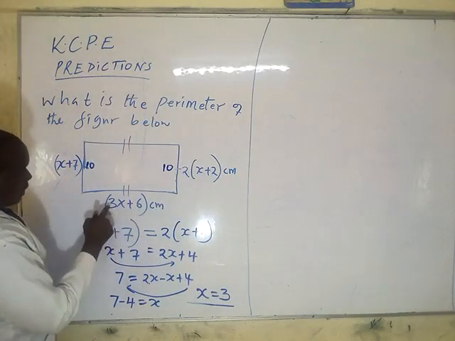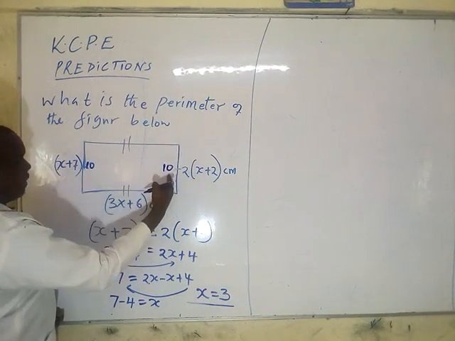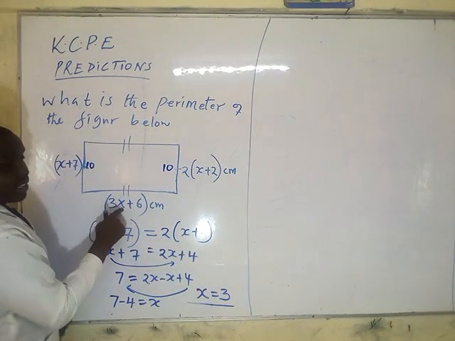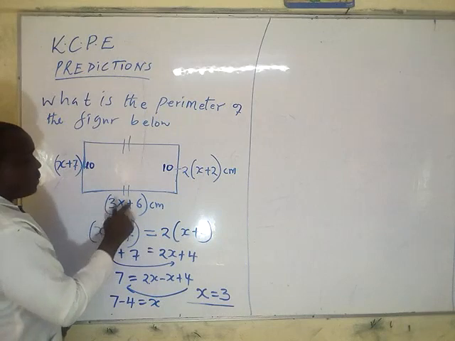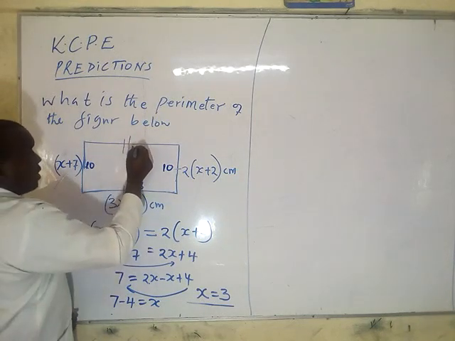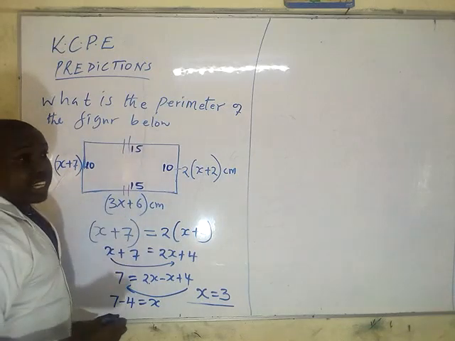Sasa tukuje hapa. Kwa hivyo tumepata width ni 10. Length ni 3x, 3 times 3. 3 times 3 is 9. 9 plus 6 is 15. Kwa hivyo hapa ni 15. Hapa pia ni 15. Na tumesema perimeter ni kufanya nini?